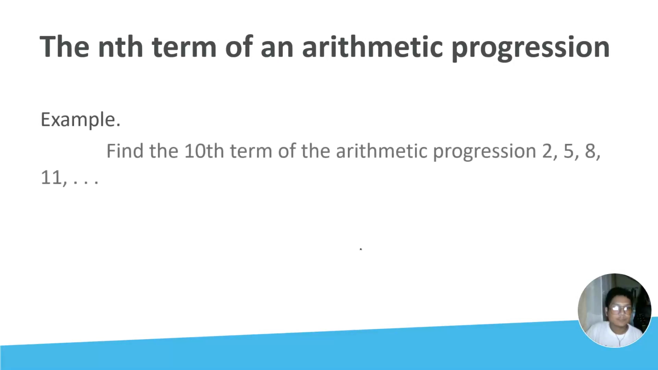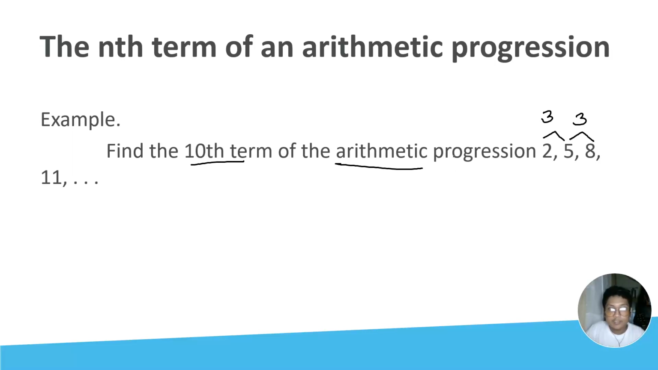Sige, solve natin sa example na to. Hanapin natin yung pang 10 term sa arithmetic progression na to. So, usually, minsan hindi minimension na arithmetic progression siya. So, we have to really check if they have common difference. Isusubtract natin yung 5 sa 2, which is 3. Subtract din natin yung 8 sa 5, 3. 11 sa 8 is also 3. So, this is an arithmetic progression.